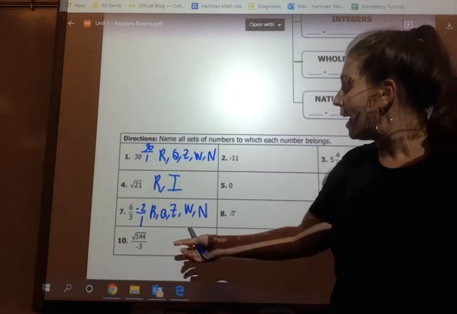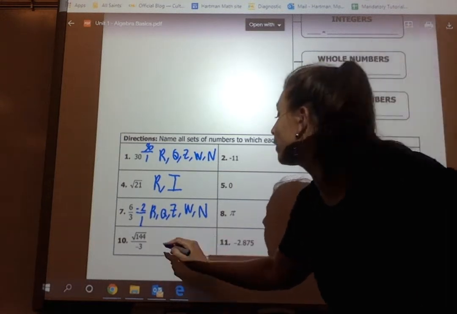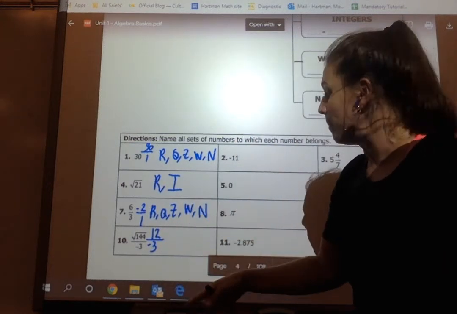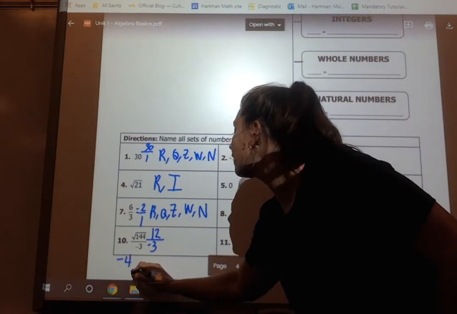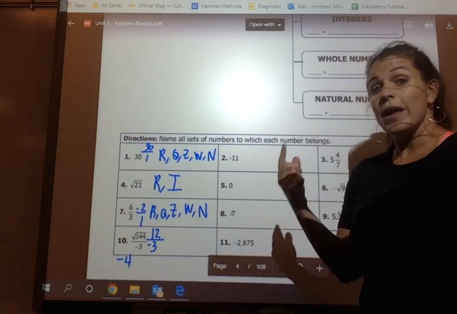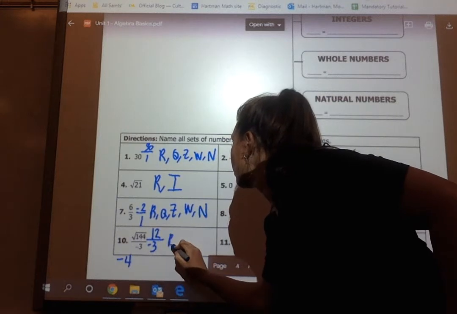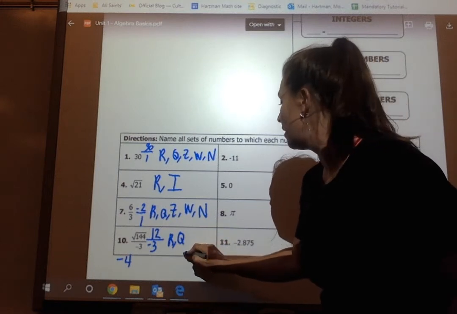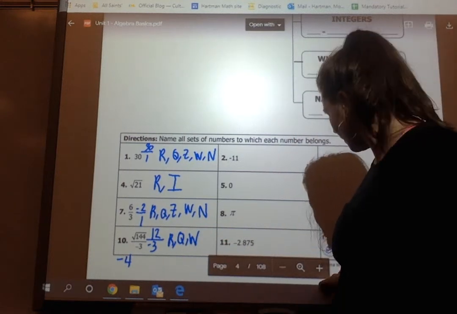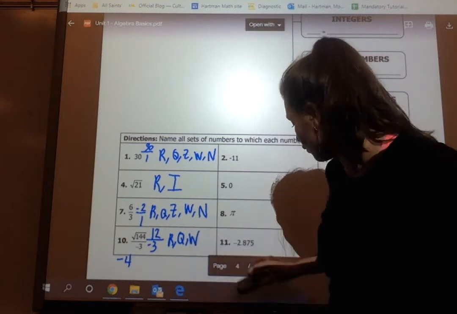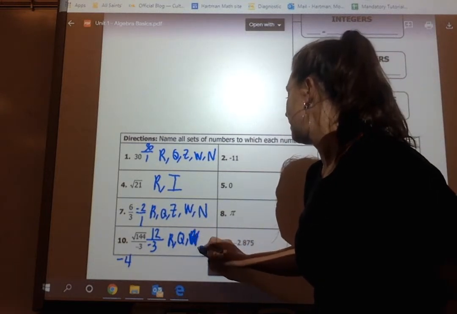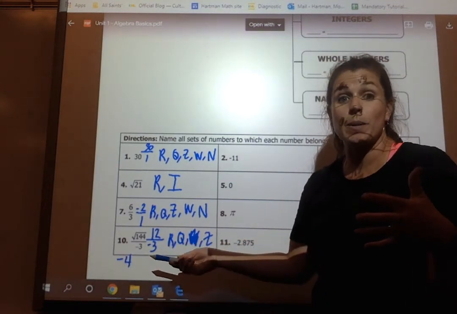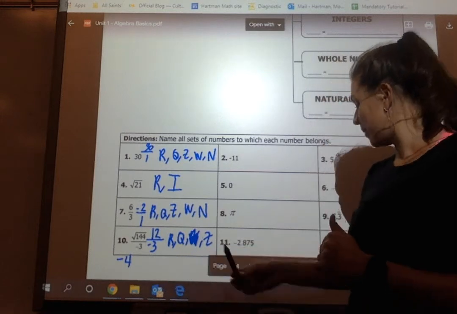If you look at number 10, I can simplify this. Square root of 144 is 12 over negative 3, so it's in the form A over B, but if I simplify it even further, I get the number negative 4. So it belongs to the real number system because that's what we're working with. It is rational, it fits the form A over B, and it is an integer. And it stops there because whole numbers and natural numbers have to be positive. This isn't, so it's going to stop.